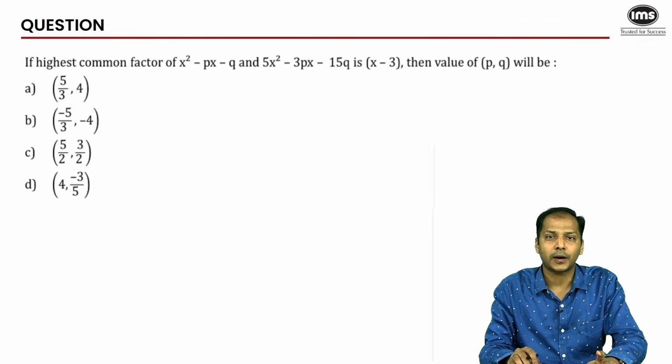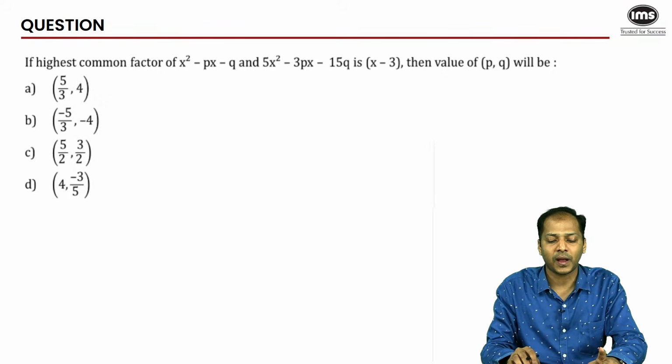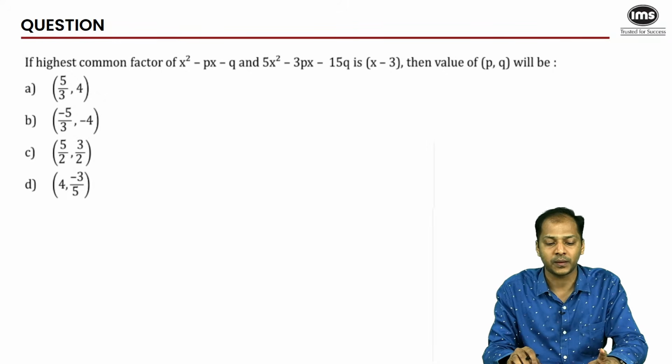All right, I think I'll start the solving now. You've been given, if the highest common factor of x square minus px minus q and 5x square minus 3px minus 15q is x minus 3, then the value of p comma q will be.